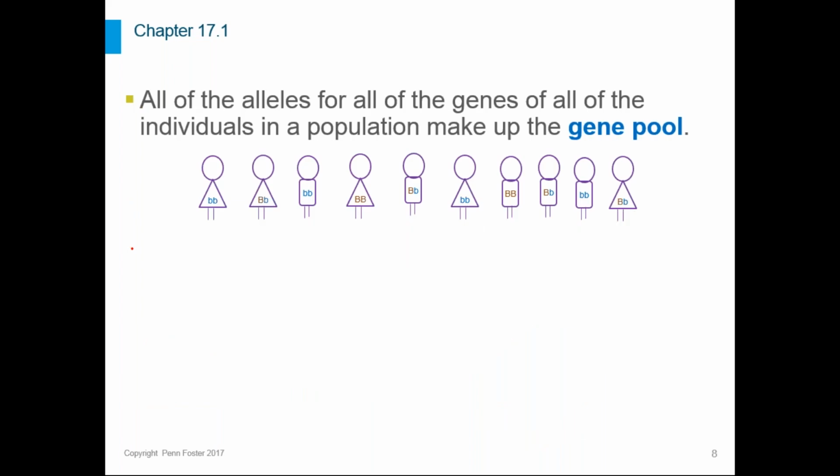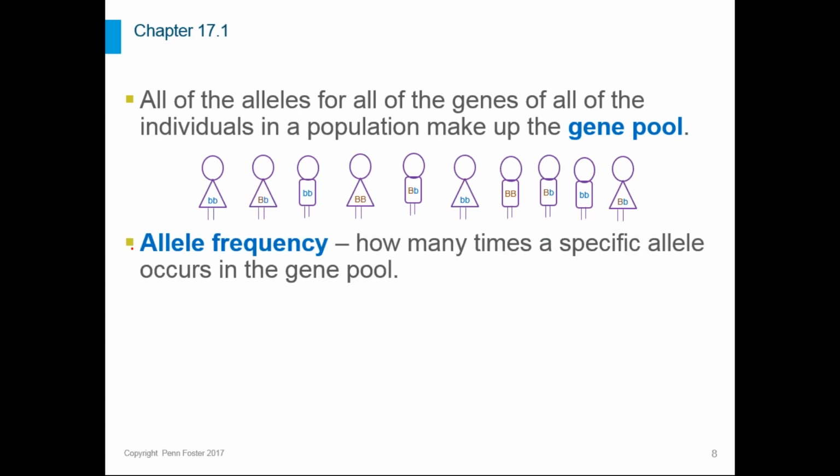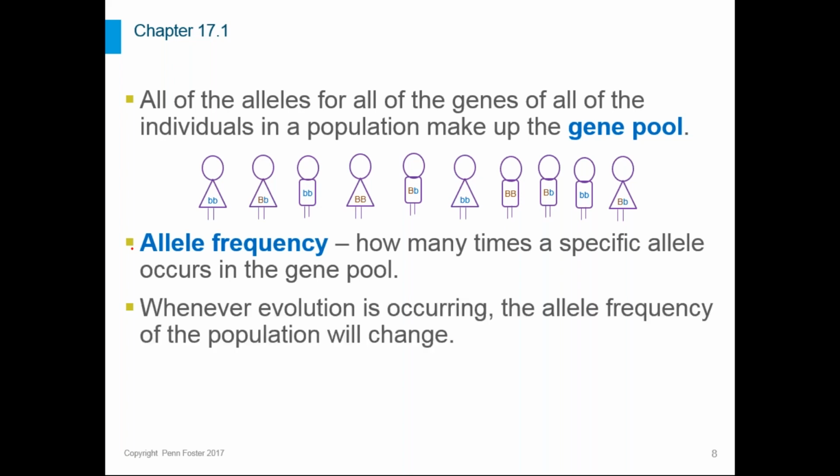The individuals of a population each have two alleles for all of their genes, one from their mother and one from their father. All of the alleles for all of the genes in all of the individuals in a population make up what's called the gene pool. In this lesson, we will be thinking a lot about allele frequency, which is how many times a specific allele occurs in the gene pool. Whenever evolution is occurring, the allele frequency of the population will change.